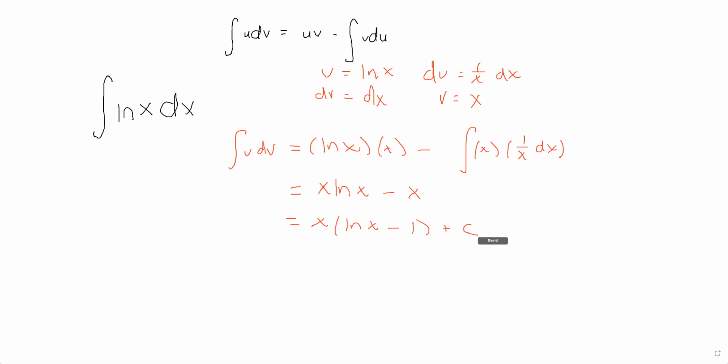Excellent. And we know we did that right because if we take the derivative of this using the product rule, we're going to have the derivative of the first times the second plus the first times the derivative of the second. And then, of course, the derivative of a constant is just 0. And then we get exactly what we started with. Fantastic. Good work. So let's make a small modification to this.